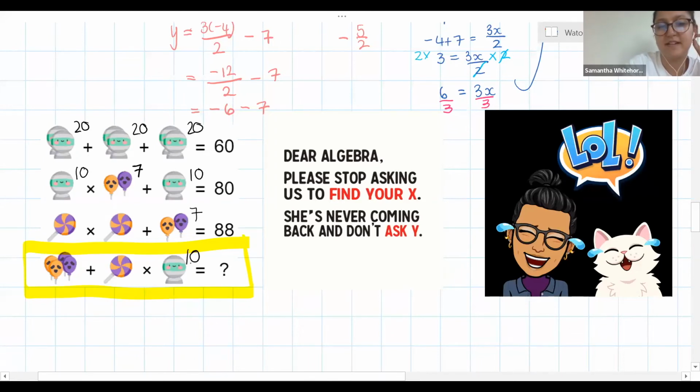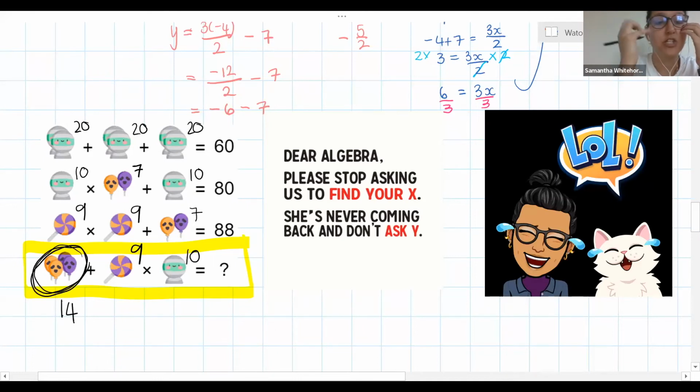Yes, 7. And for the third row, I knew the balloons were 7, so I said that the lollipops will be 9 times 9, which will give me 81. Good. Now, in this last step, Kwakuhle, what is the value of this first thing over here? 14. Excellent, because we've got double.